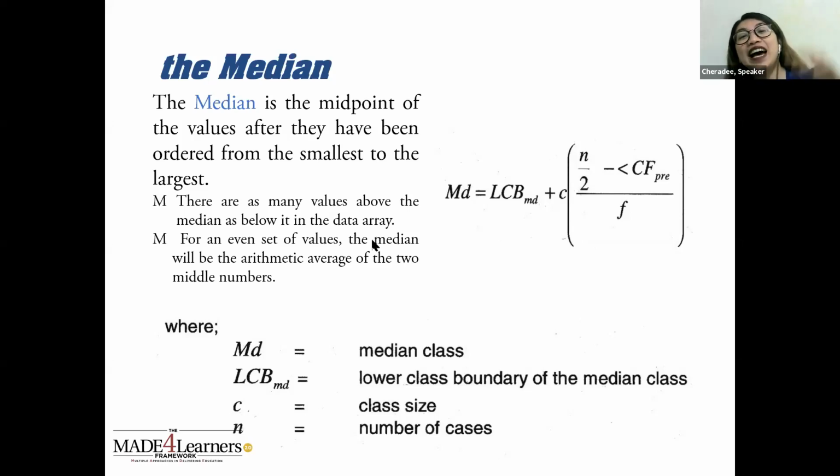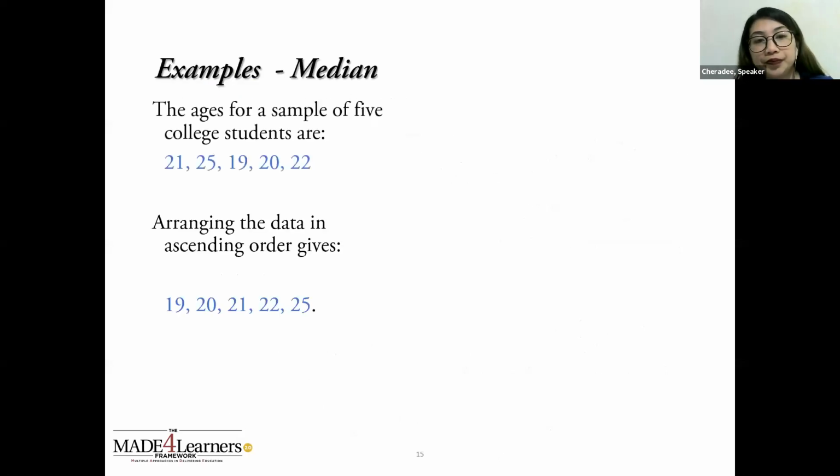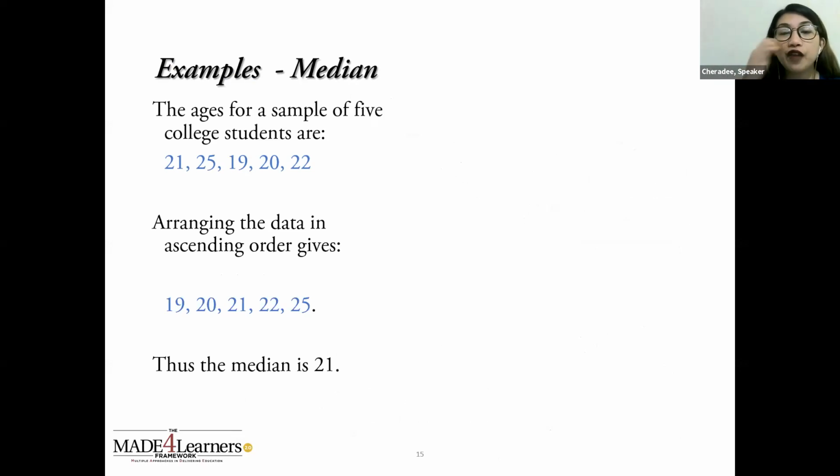I will teach you how to do the median in a simpler way. Example. If you are given numbers that are odd, I'm sure you know the difference between odd and even. If the count is odd, automatically the middle value is your median. For example, 5 samples, as you can see on the screen: 21, 25, 19, 20, and 21. There are 5 of them.